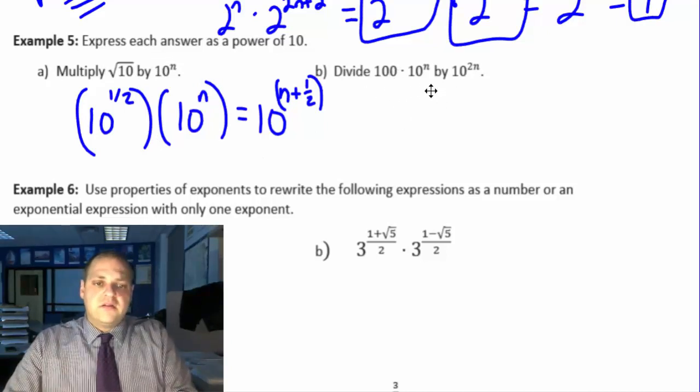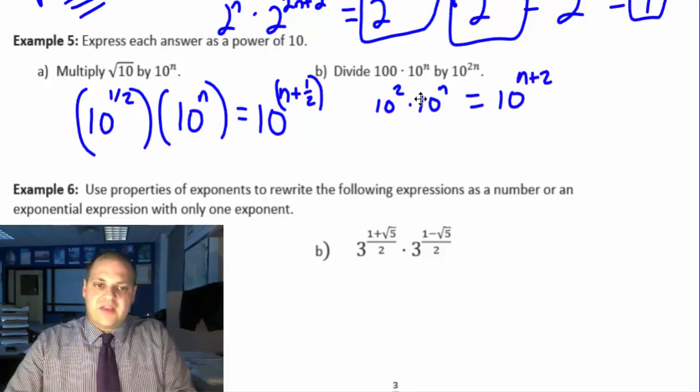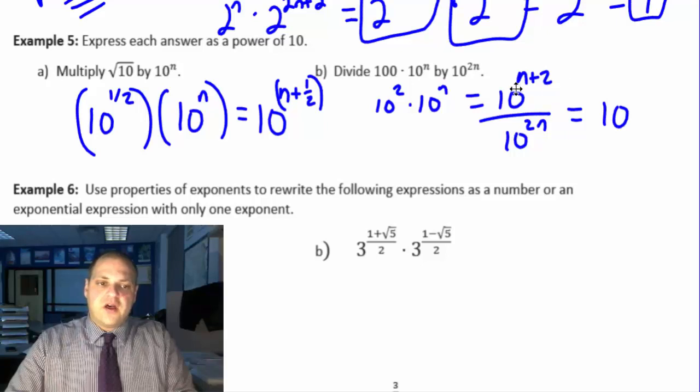Divide 100 times 10 to the n by... so 100 times 10 to the n, 100 is 10 squared. So I have 10 squared times 10 to the n. That's going to be 10 to the n plus 2, because I add the exponents. Divide that by 10 to the 2n. Okay, now I'm subtracting. That's going to give me 10 to the n minus 2n is negative n, plus 2.